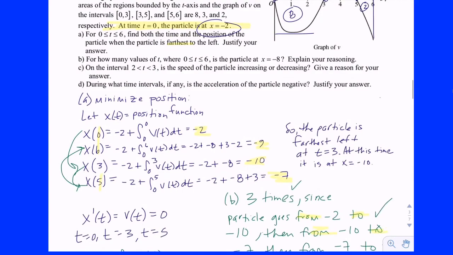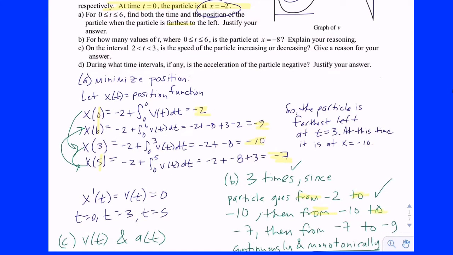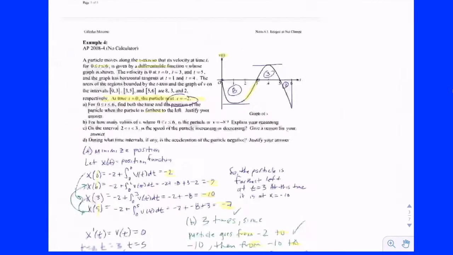So we're looking at the interval from 2 to 3. Let's look at the graph on the interval from 2 to 3. That's going to be on this little interval right here. The velocity values are what? Positive or negative? Negative. And the slopes, which are the accelerations, are what? Positive. So I have signs that are opposite, right? So speed should be decreasing.